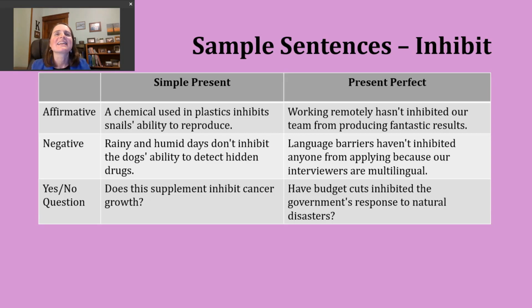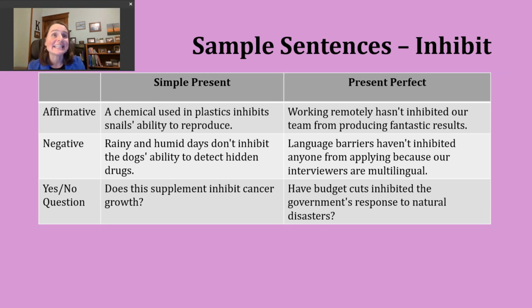Let's make an affirmative example, and I'm noticing I've got two negatives here, but we can still work with this. So in the affirmative, we might say, working remotely has inhibited our team from producing fantastic results. So this would be like that has prevented, right? That would have a very negative sort of result, probably. Supervisors, directors, what have you, would be saying, okay, everybody come back into the office. We need to produce better results.